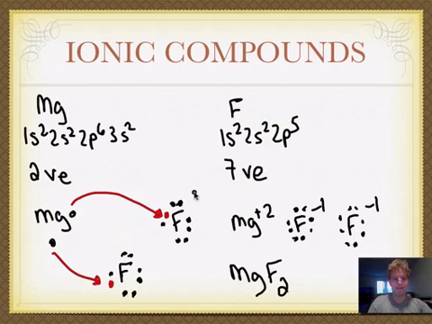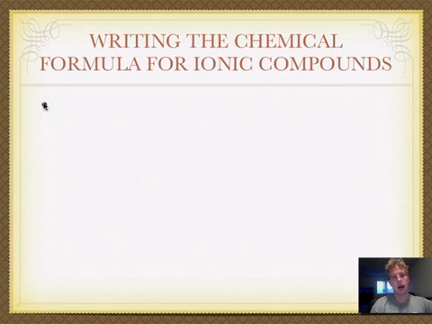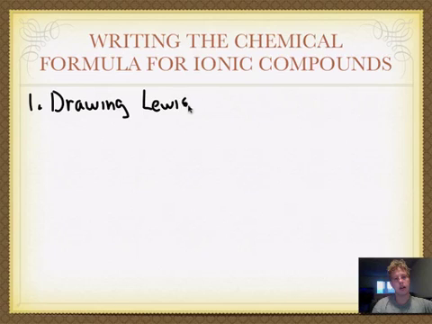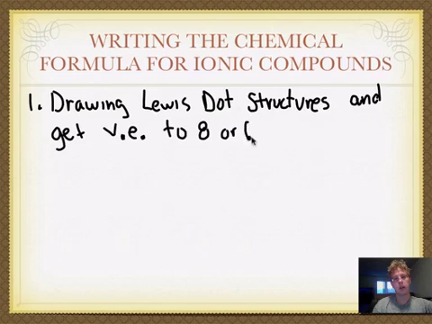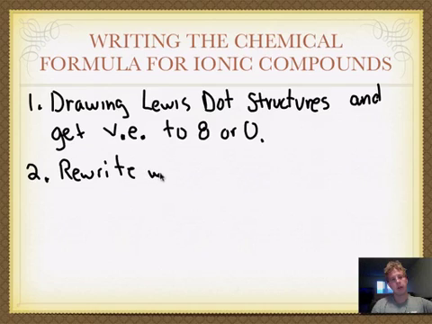Let's go ahead and do one more. A couple rules for writing our ionic compound formulas here. As you start with drawing Lewis dot structures, and get valence electrons to 8 or 0. And I'm going to shorthand valence electron. In doing so, you may need to add more than 1 atom of each. The second part of this is you rewrite with the ions formed.